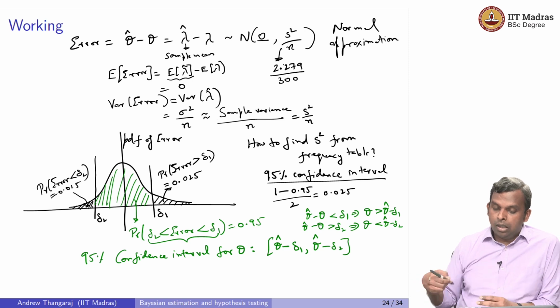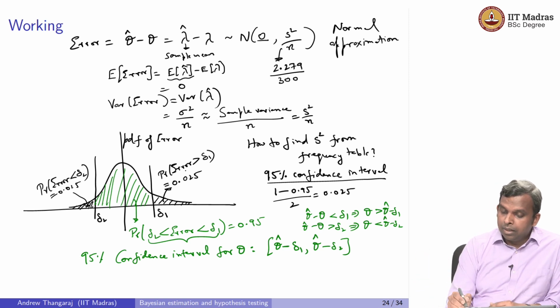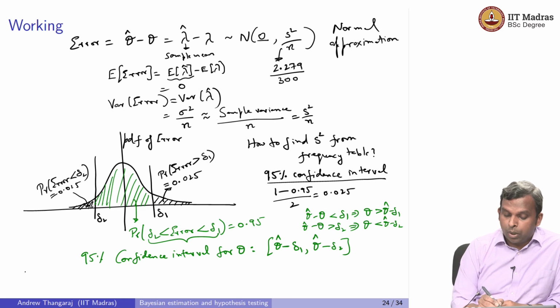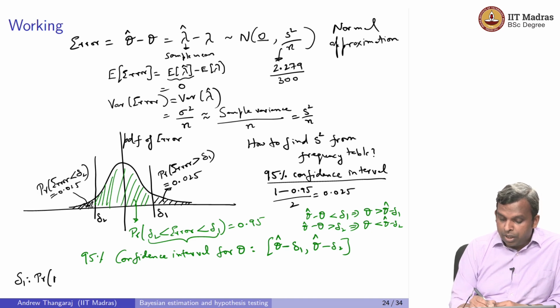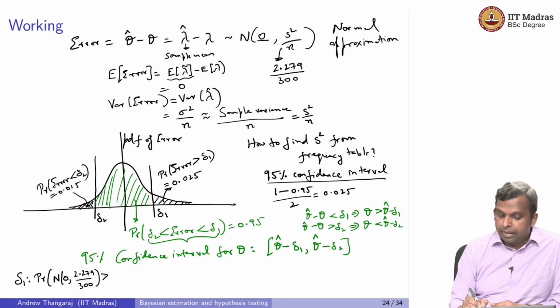So now I need to find this guy, right? Delta 1. How do you find delta 1? So for finding delta 1, probability that error, which is actually a normal distribution with mean 0 and variance 2.279 by 300, is greater than delta 1 equals 0.025.